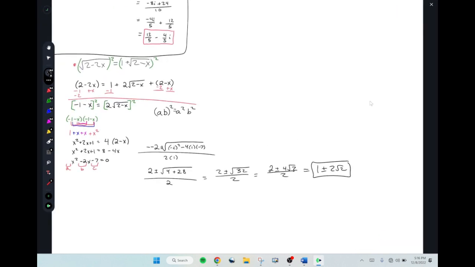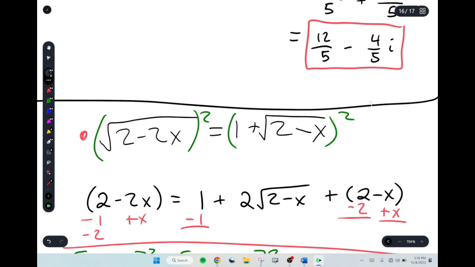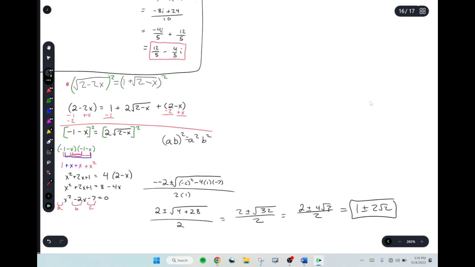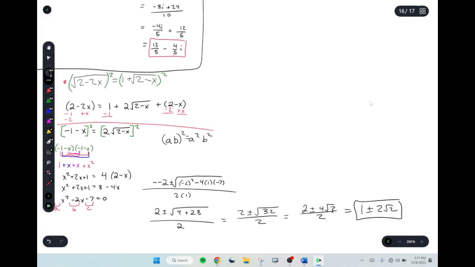I'm a little trepidatious. Did we make an algebra mistake somewhere? It's this thing up here, the black text at the top. Root 2 minus 2x equals 1 plus root. Yeah. I like that problem. That's not impossible.